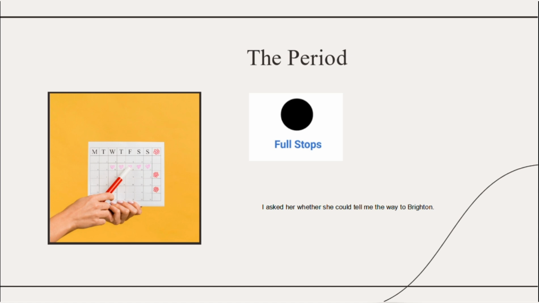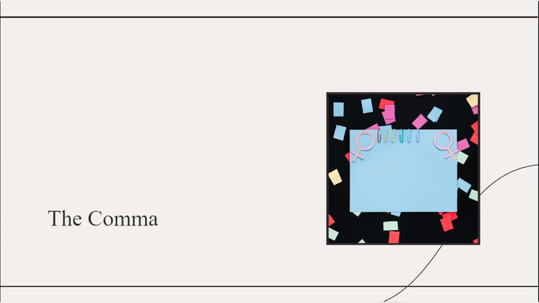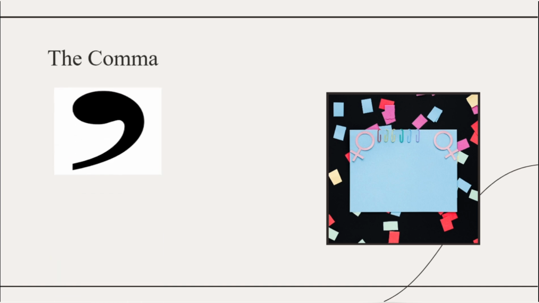So next we have the comma. So what is the comma? A comma is a mark used in writing to separate parts of a sentence, showing a slight pause or to separate the various single items in a list.